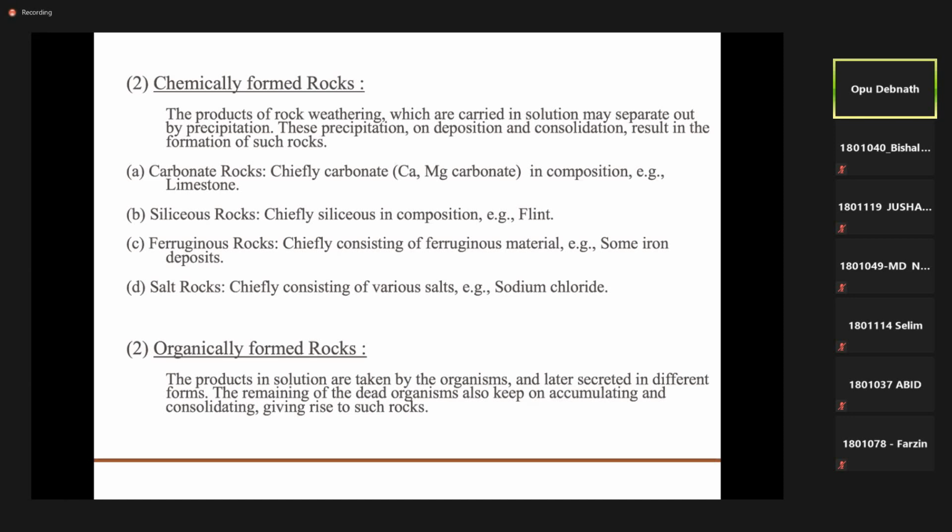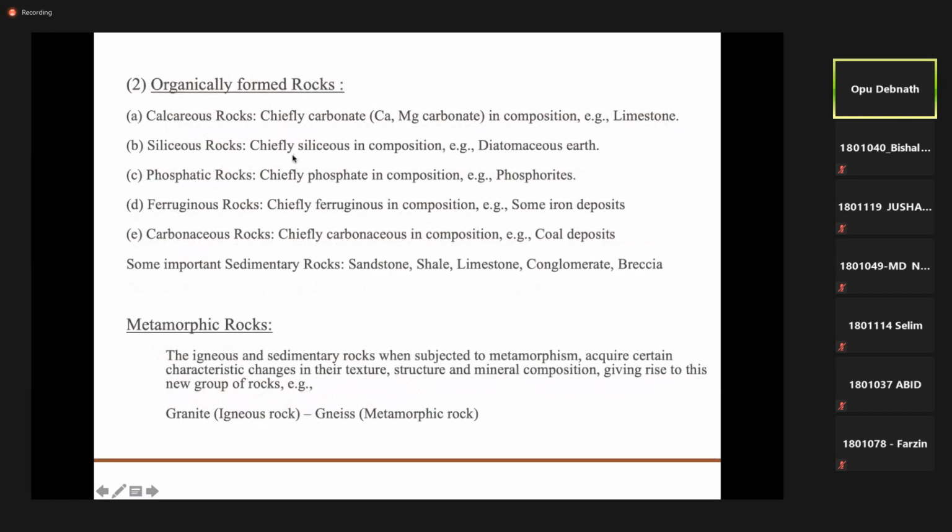These microorganisms act as agents, and in fact they mobilize the rock formation process, and after their death those portions also remain in the rock deposition. So those are also accumulated, and finally after consolidation give such organically formed rocks. Some examples are calcareous rock, siliceous rock, phosphatic rocks, ferruginous rock, carbonaceous rock, etc.